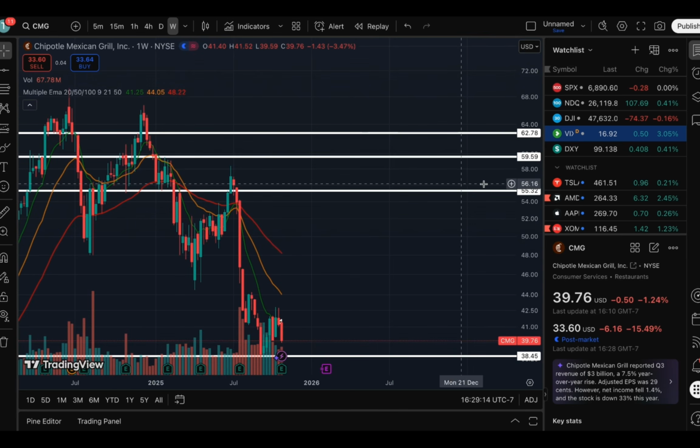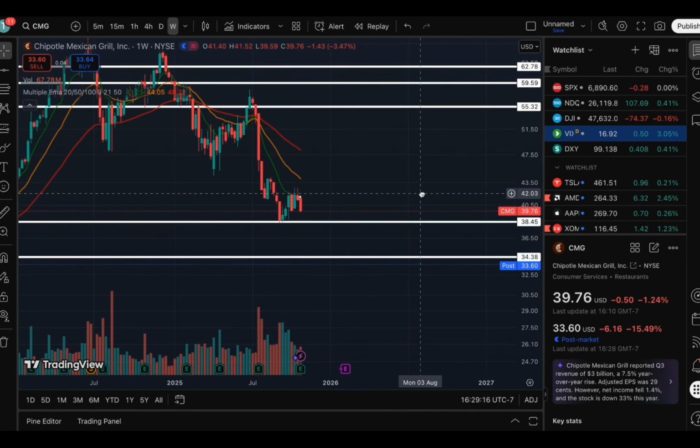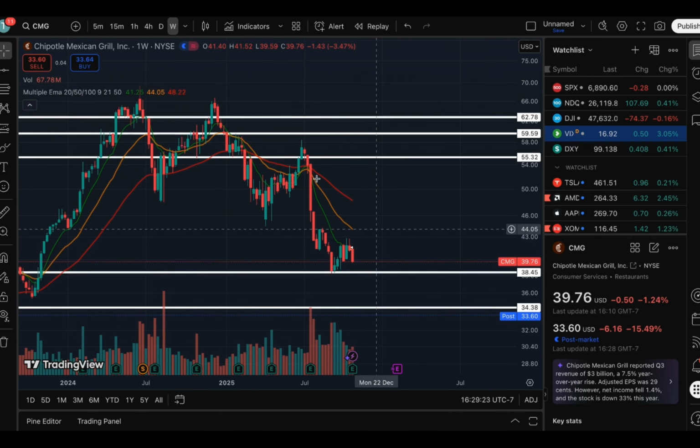Chipotle might open up lower than this. It might recover a little bit. Who knows? But at least I have some levels drawn now so I can be prepared, right? So this is very bearish, clearly very bearish, right?